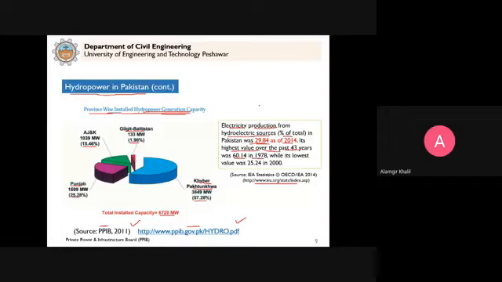So it means that in 1977, when we completed the Tarbela Dam, at that time in 1978, the contribution of hydroelectric sources was 60%. It means 60% of the electricity was coming from hydropower. But then over the years, we could not develop the hydropower plants, and the government focus was on thermal power, that is power generation from coal, furnace oil, etc. So that's why the percentage was reduced to 30% in 2014.